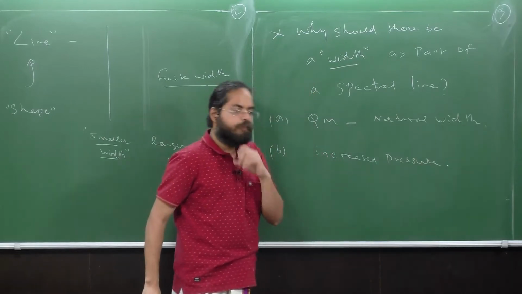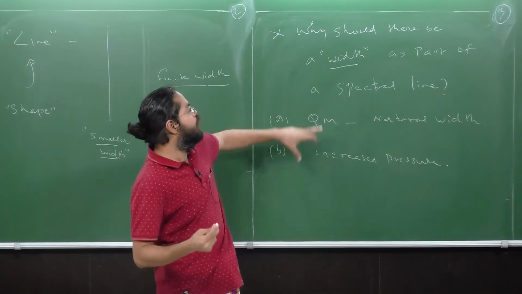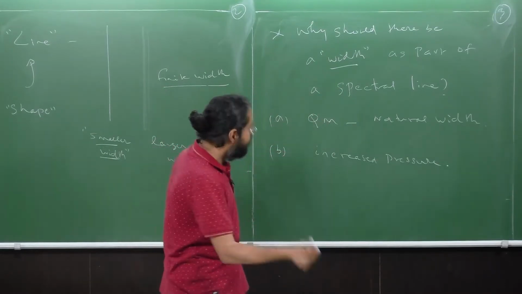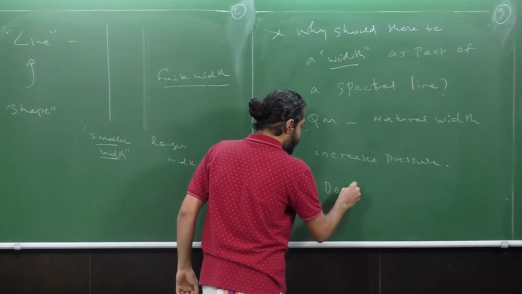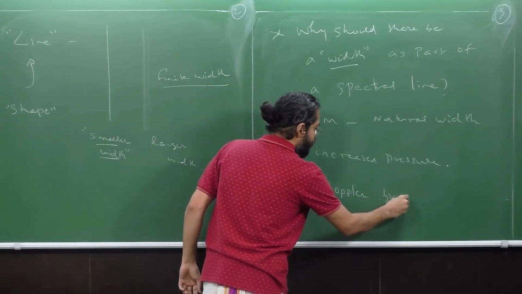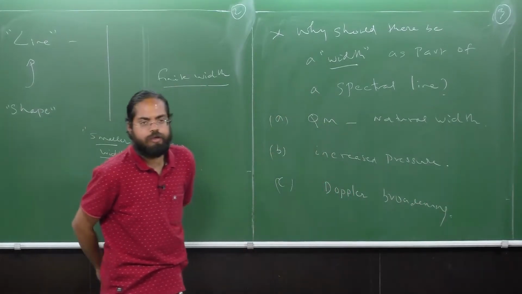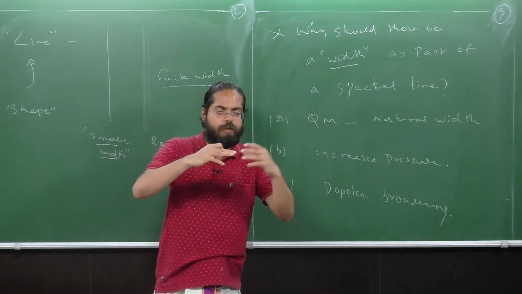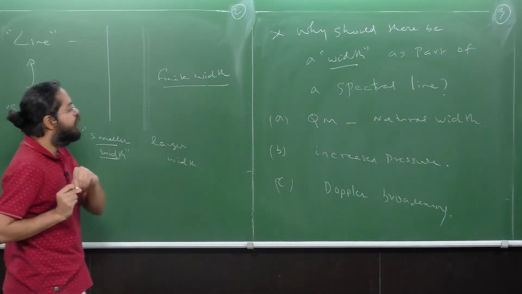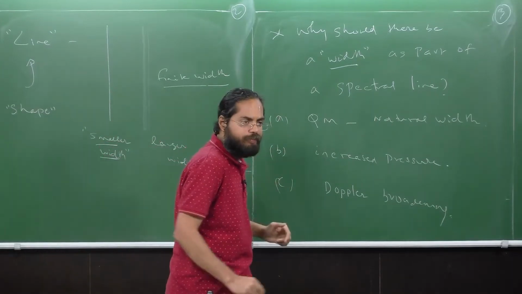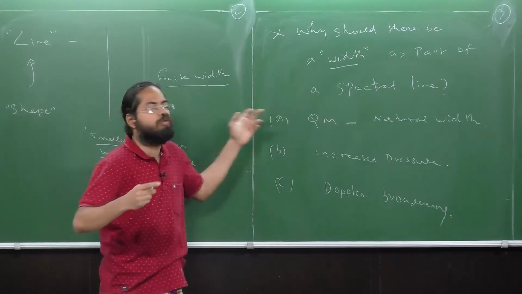Okay, so the concept of increased pressure will also lead to some width to a spectral line. The third one is what is called the Doppler broadening. The Doppler broadening of a line is also going to give it some width. We shall now be discussing each of these factors in this lecture, hopefully only in this lecture, or if we cannot finish, also in the next lecture.